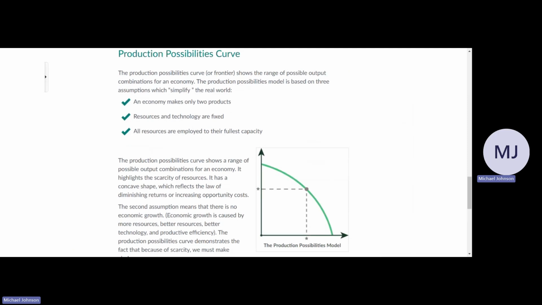So the production possibilities curve has a few assumptions. The economy makes only two products. Resources and technology are fixed. All resources are employed to the fullest capacity.